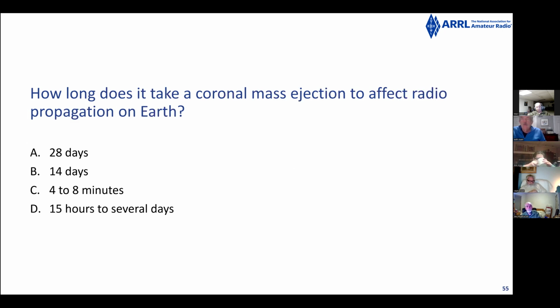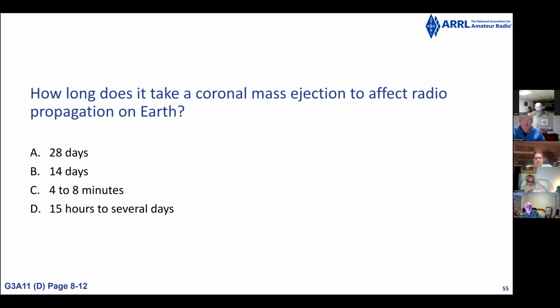How long does it take a coronal mass ejection to affect radio propagation? A, 28 days. B, 14 days. C, 4 to 8 minutes. D, 15 hours to several days. Several days. D. Yep, the answer is D. It's the amount of time it takes for charged particles to reach the Earth, and they're traveling much slower than the speed of light. So half a day or 3/4 of a day to several days. Usually within a couple of days is when you'll see the effects.